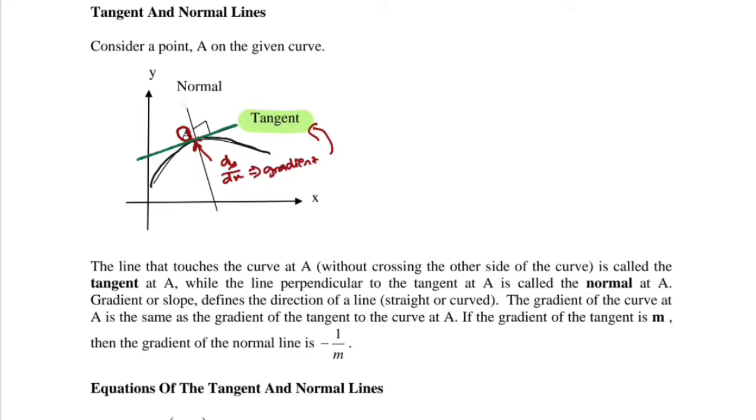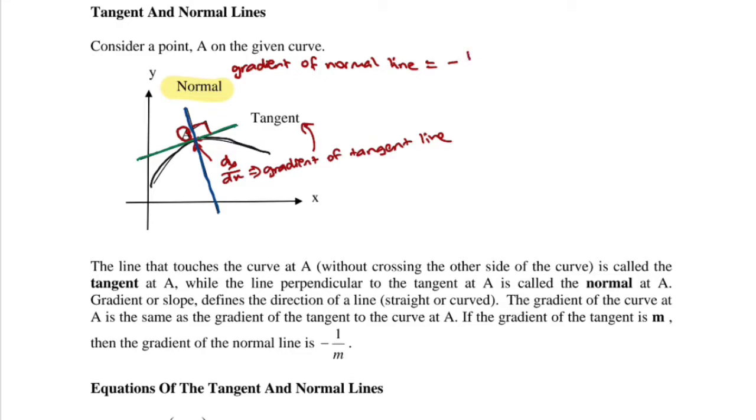What about the normal? The normal is just a line which is perpendicular to the tangent line. So what would be the gradient of the normal line? It would not be the same as the gradient of the tangent line because it is perpendicular, so the gradient of the normal line is -1 over m, if the gradient of the tangent line is, let's say, m.